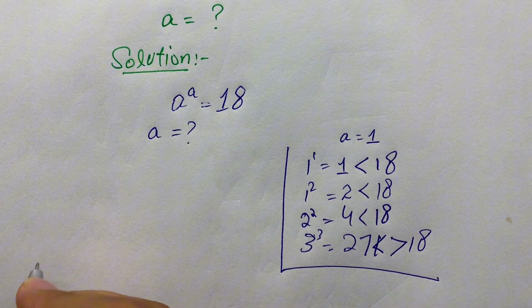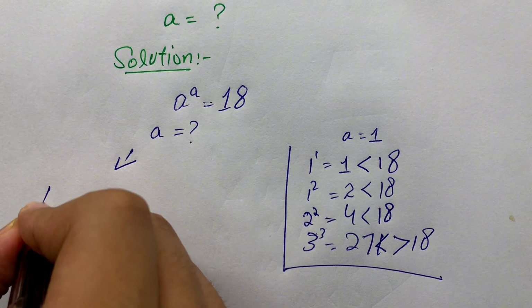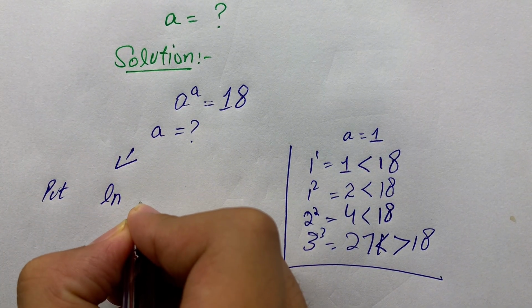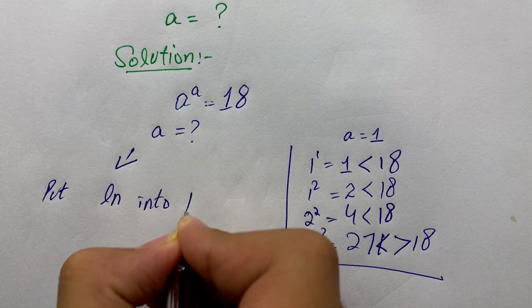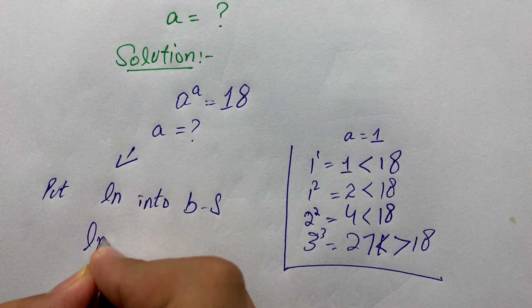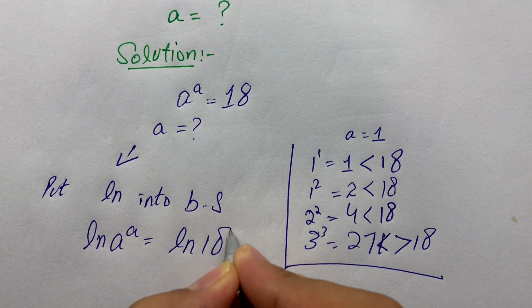So now we are finding the solution of our question. First we put ln on both sides. After putting ln on both sides, we get ln of a to the power a is equal to ln 18.